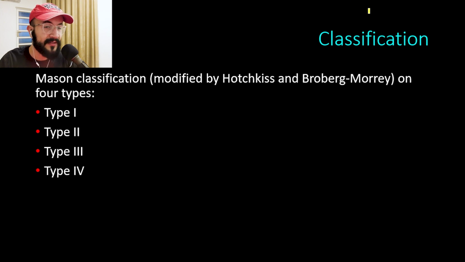Now let's talk about the classification. The radial head and neck fractures are classified according to the Mason classification. The Mason classification is the most commonly used classification for the radial head and neck fractures, and it was modified multiple times by Hotchkiss and Broberg-Morrey, and now it has 4 types. So type 1, type 2, type 3, and type 4.